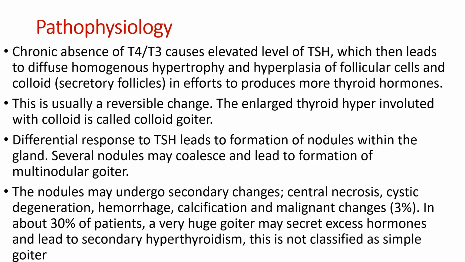These nodules may secondarily undergo changes like central necrosis, cystic changes or degeneration, hemorrhage, calcification, and in only 3% they may change into malignant. But in about 30% of patients, a very huge goiter may secrete excess hormone and lead to secondary thyrotoxicosis. Now, this is not considered a simple goiter. When it turns into a huge goiter and secretes excess hormone, we don't consider it a simple goiter.